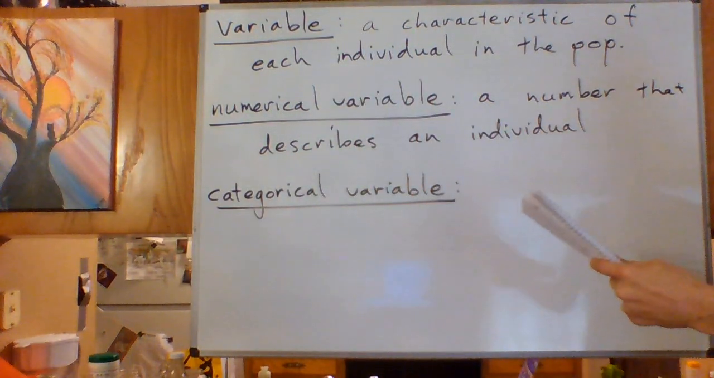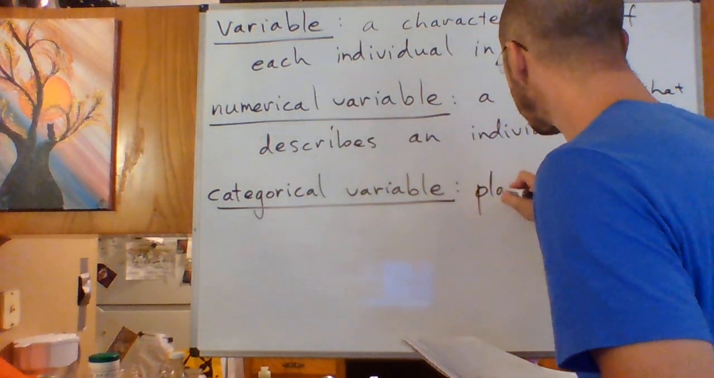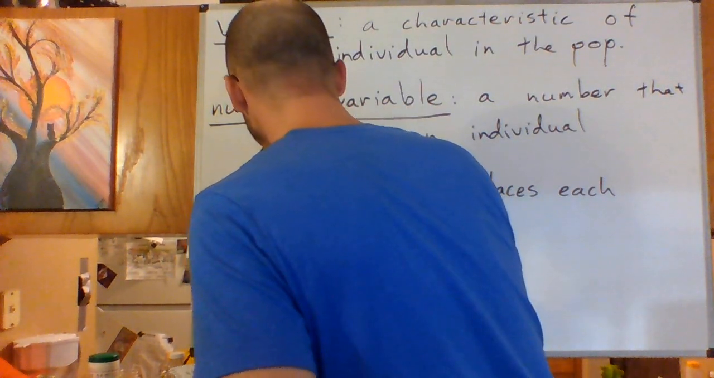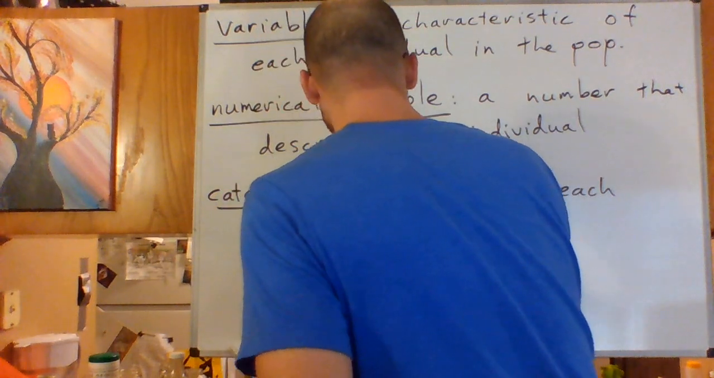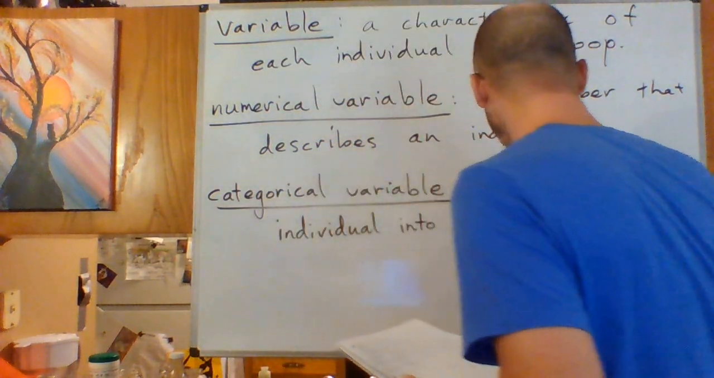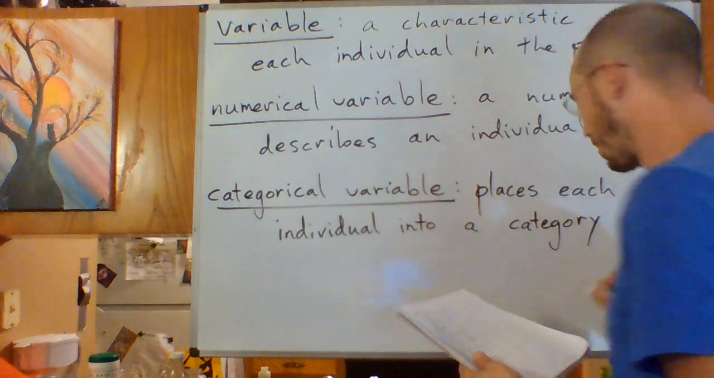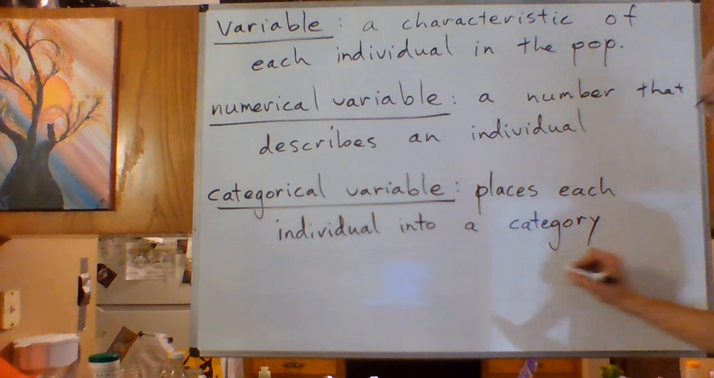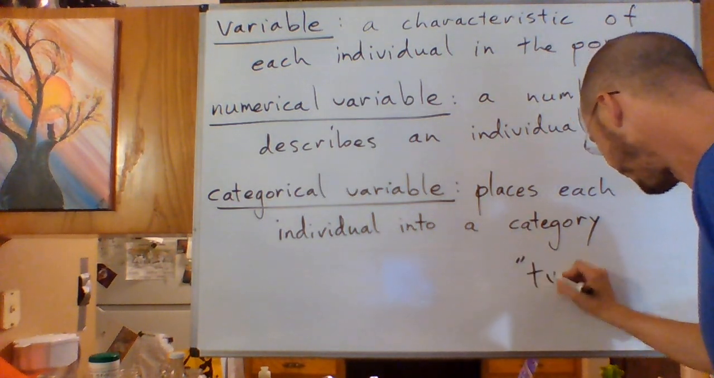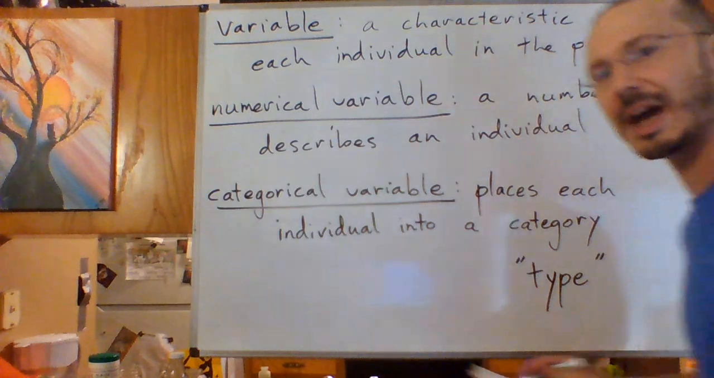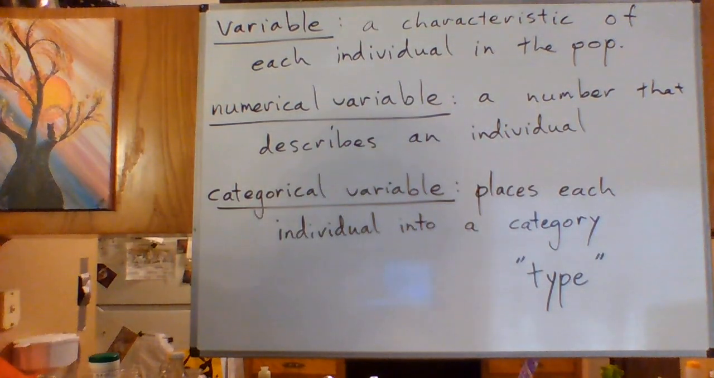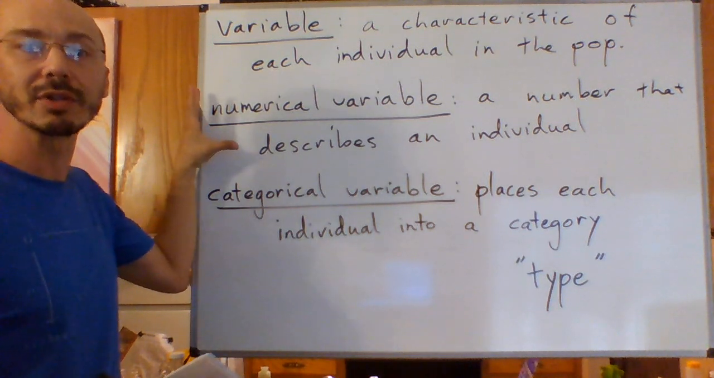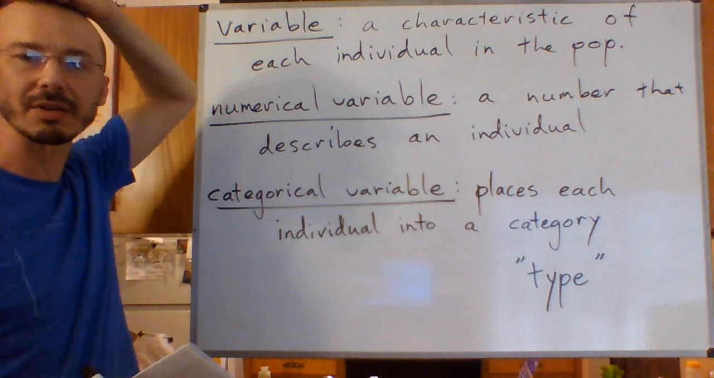And a categorical variable places each individual into a category. Another way to say that is a type. For example, I mentioned earlier measuring heights of people. That would be a numerical variable. Every individual has a certain number of centimeters that they are tall.